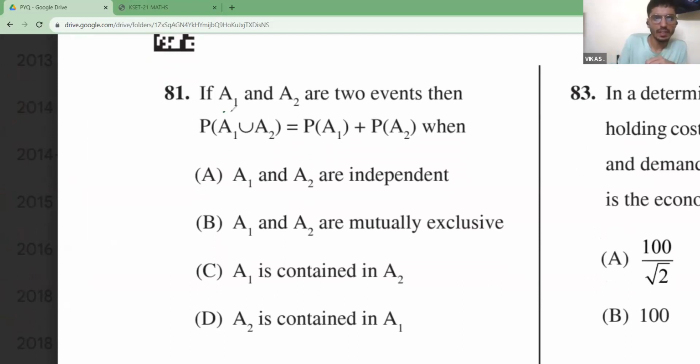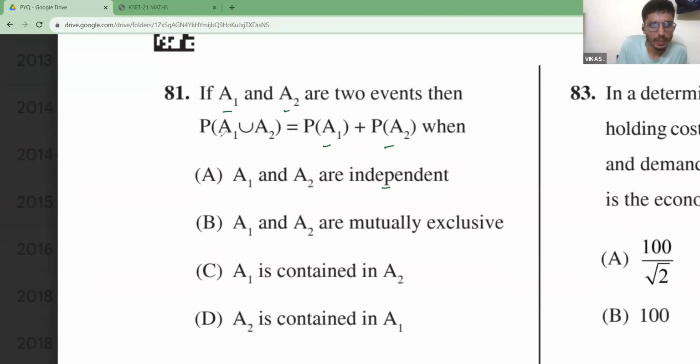If A1 and A2 are two events such that the probability of A1 union A2 is the probability of A1 plus probability of A2, then... let me clear the question. They are asking the condition: if A1 and A2 are independent, A1 and A2 are mutually exclusive, A1 is contained in A2, or A2 is contained in A1.